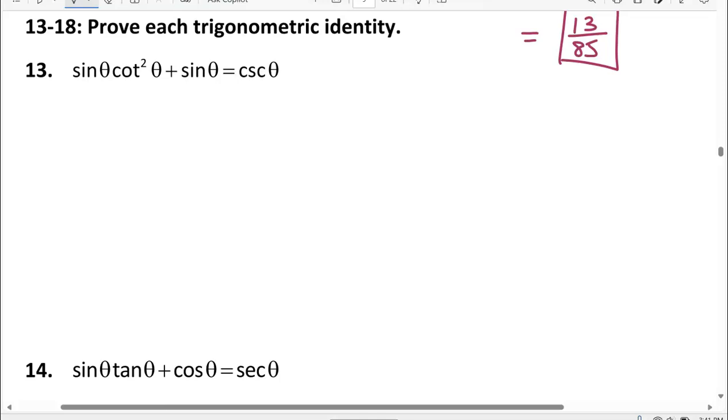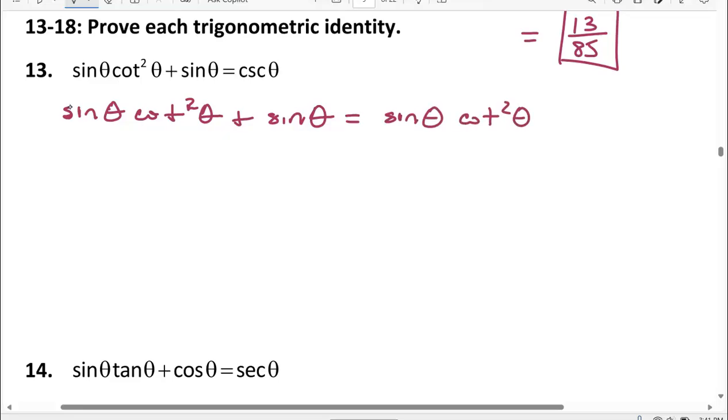For 13 through 18, we need to prove each trig identity. I'm going to start on number 13 with the statement that sine of theta times the cotangent squared of theta plus sine of theta is equal to the same, sine of theta times cotangent squared of theta plus the sine of theta.